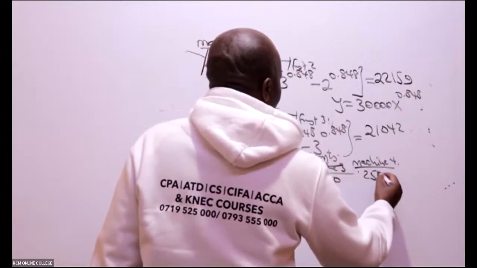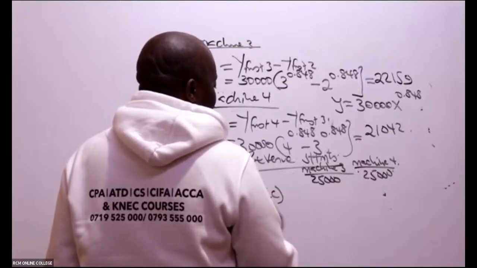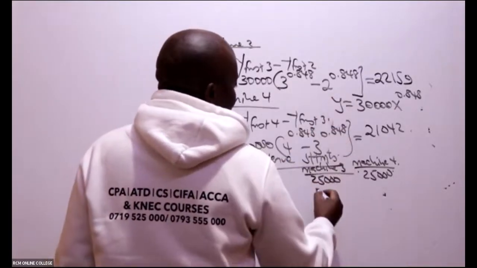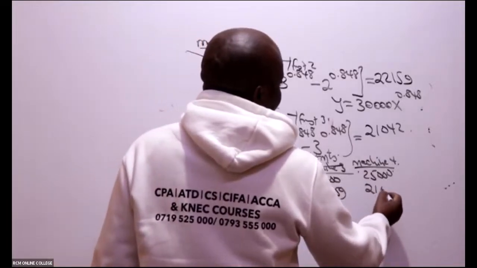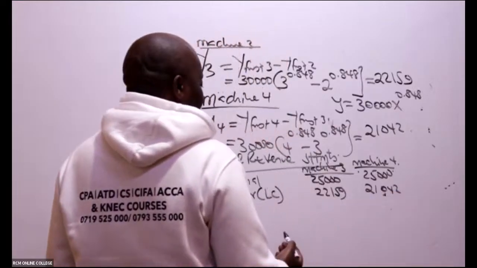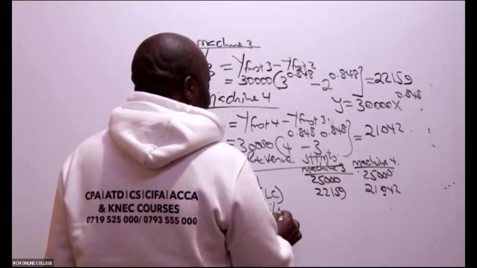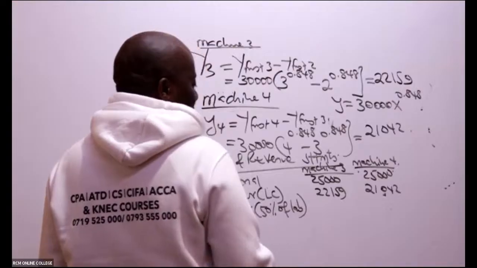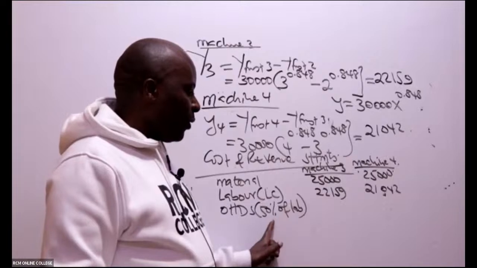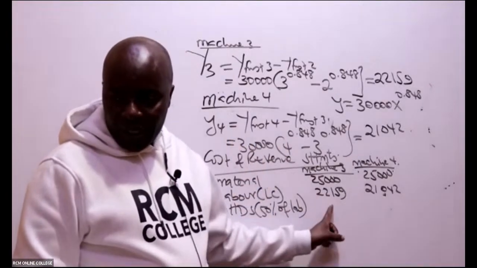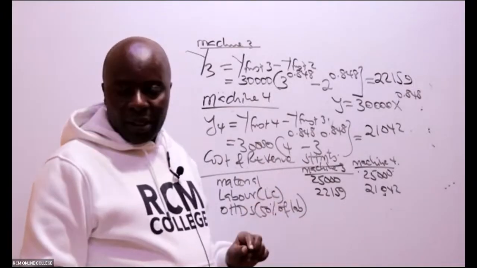Then we have labor. Fortunately, we have used the learning curve, and the learning curve has given us 22,159 for machine 3 and 21,042 for machine 4. And then, ladies and gentlemen, we have overheads. Remember, overheads was 50% of labor. Could you kindly give me 50% of this, 0.5 of this?